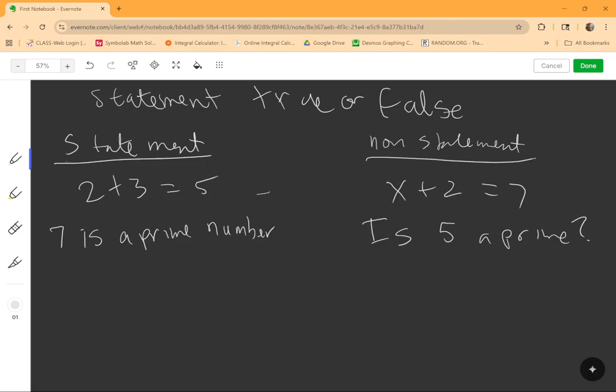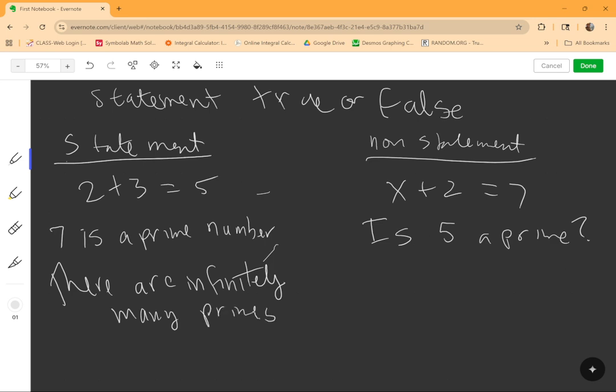We could say there are infinitely many primes. That is true, proven. That is a statement. Something like "solve this equation" is a non-statement.